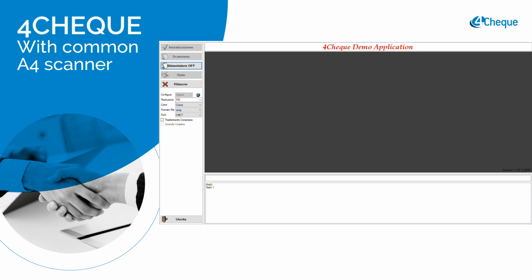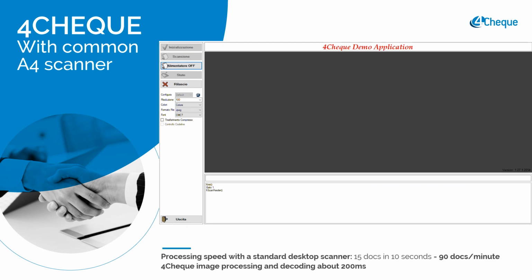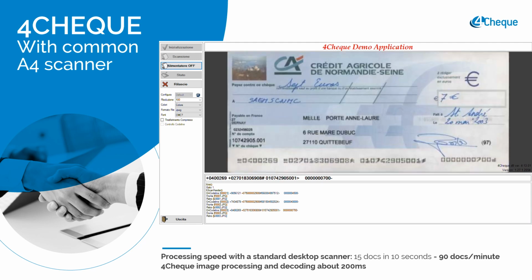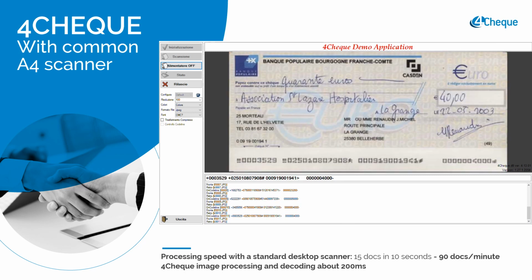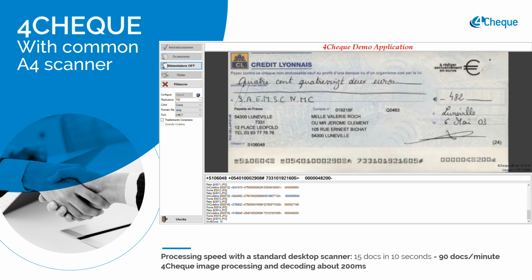Here is an example of the 4Cheque usage that shows how fast the process of scanning and decoding can be with the standard A4 scanner and 4Cheque. With this solution, it is possible to manage 90 checks per minute.